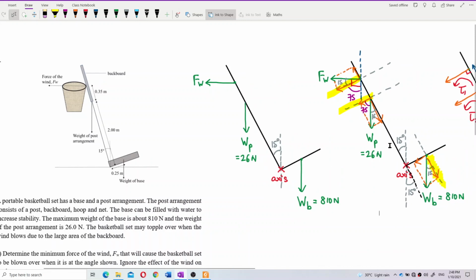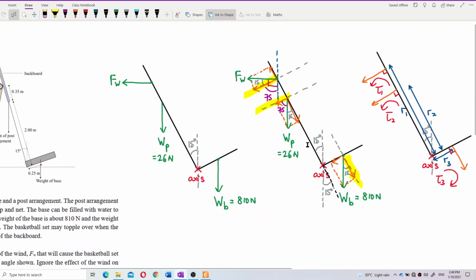But first of all, we need to check the torque. You need to resolve all these forces to perpendicular to the moment arm. You see, this force is not perpendicular to the distance. So you have to resolve this WB, the weight of the base, the weight of the post, and the force of the wind to the perpendicular component of the distance.